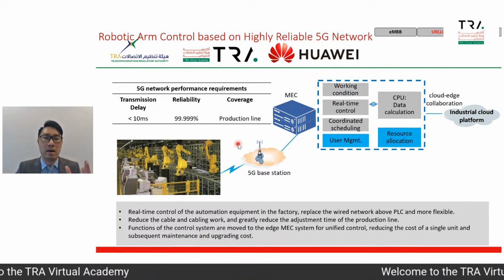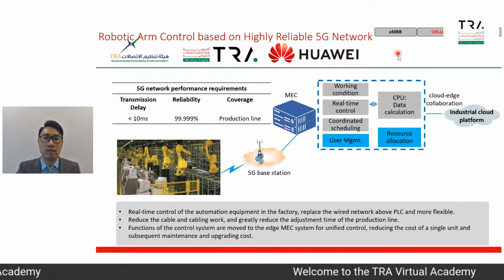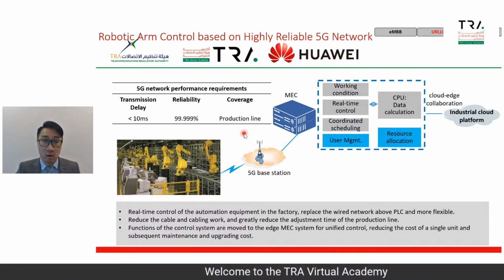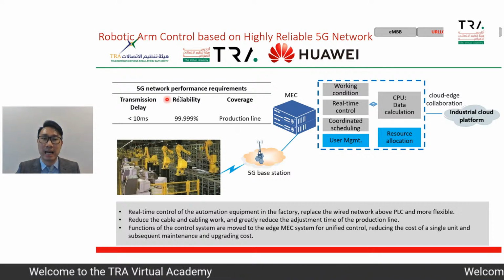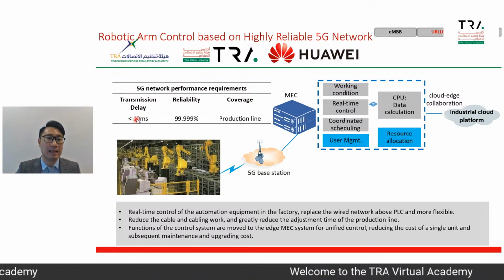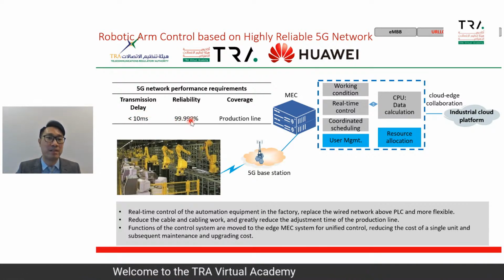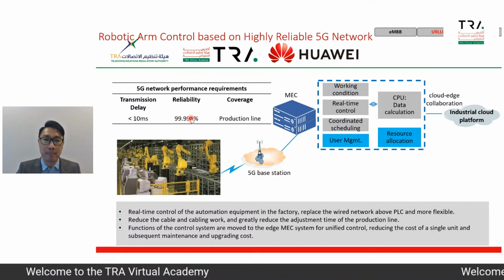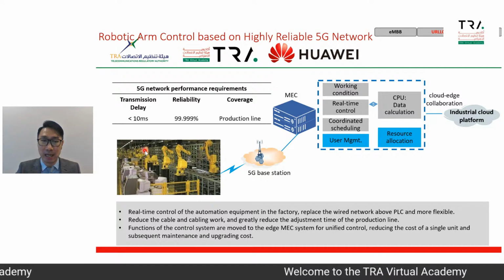Because 5G is able to provide URLLC connections, the robots can connect to this kind of connection, which has less than 10 millisecond delay and 99.999% reliability. And they can control the robotic arm on the production line.